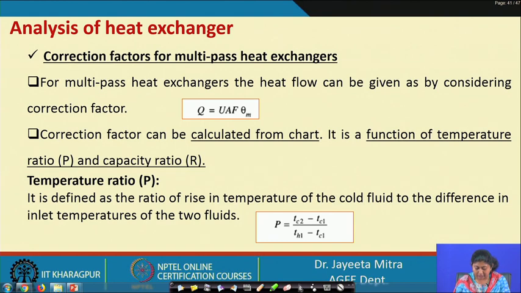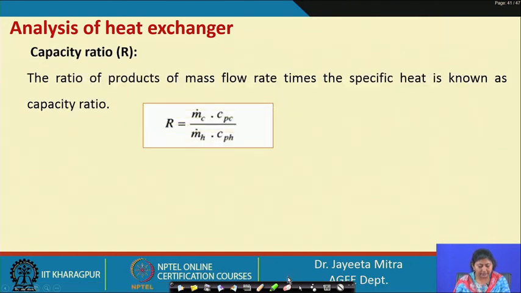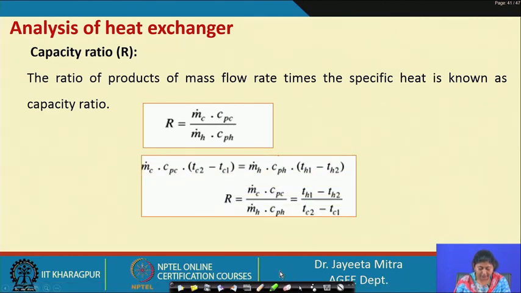And let us see what is the capacity ratio. By name you can guess that it is the ratio of how much amount of cold fluid and how much amount of hot fluid taking part, and what are their relative Cp or specific heat. That means, basically the heat capacity of both the fluids are taken here. So, the ratio of products of mass flow rate times the specific heat is known as the capacity ratio R. So, heat capacity of the cold fluid divided by the heat capacity of the hot fluid. And in terms of temperature, how can we define this?